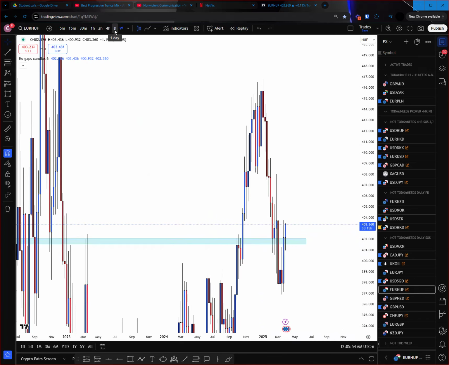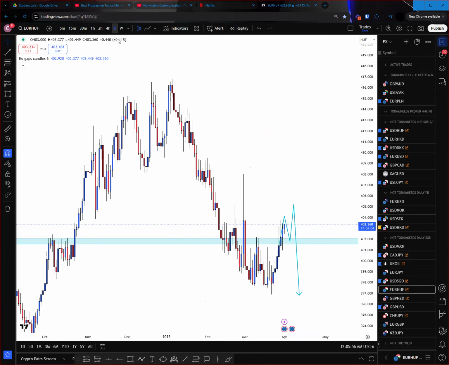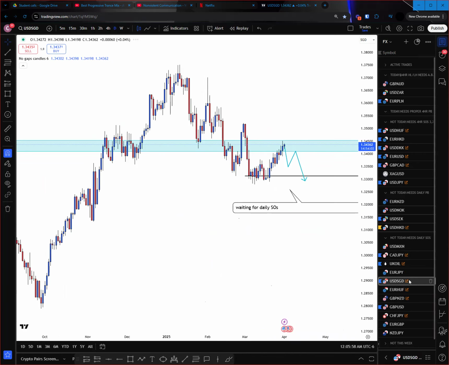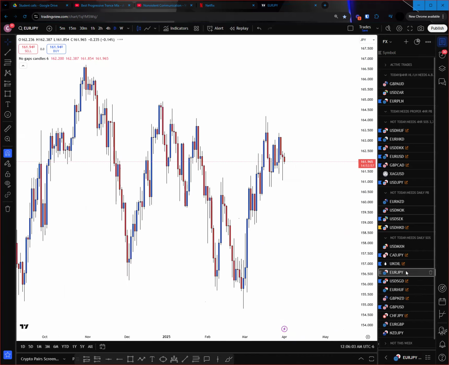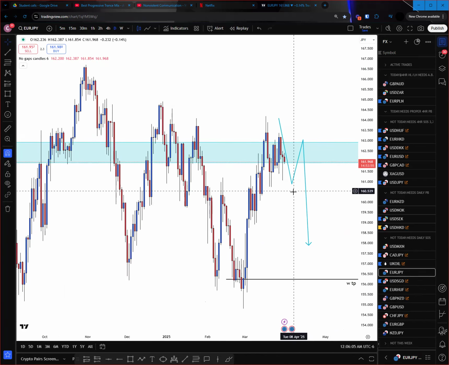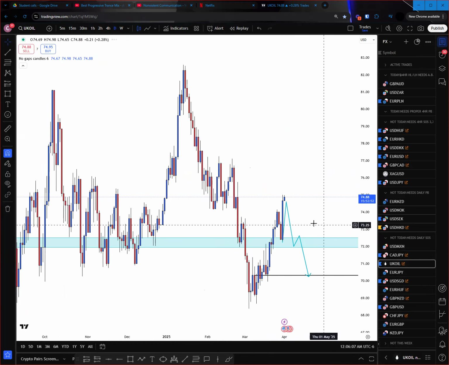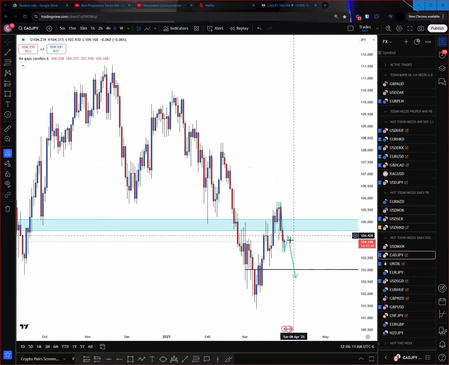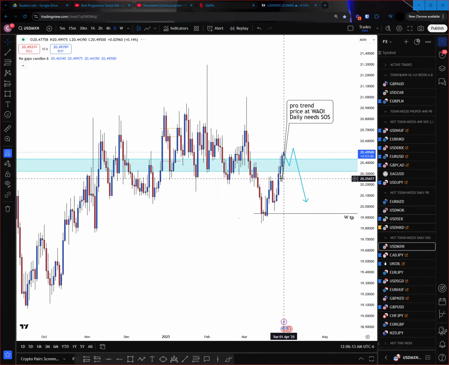Weekly had a pullback. Daily needs to shift. Use the HUF, we're looking for the daily to shift bearish. Euro JPY, we're looking for the daily to shift to bearish. UK oil, we're looking for the daily to shift to bearish. CAD JPY, same thing. USD MXN, same thing. All need to shift to bearish.